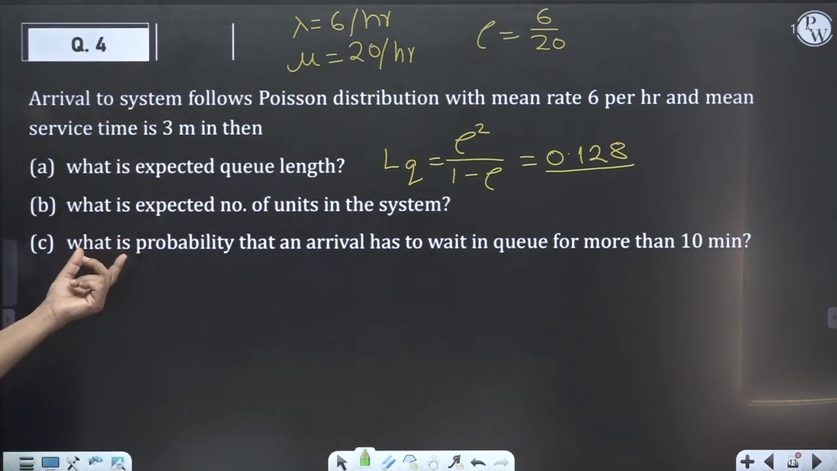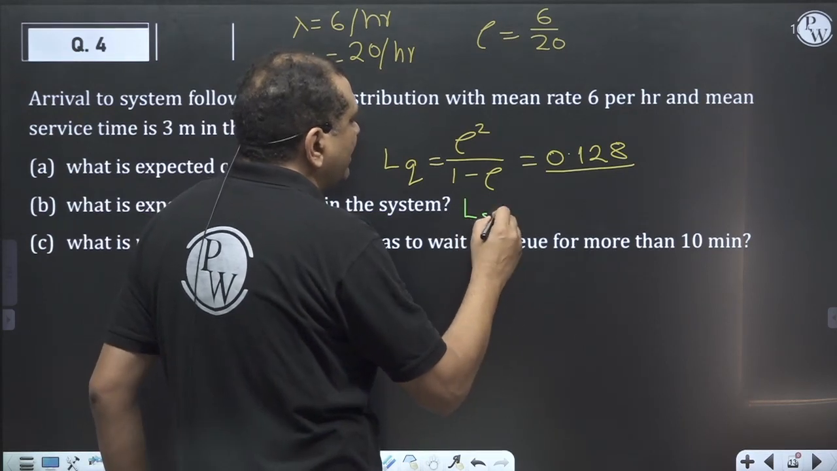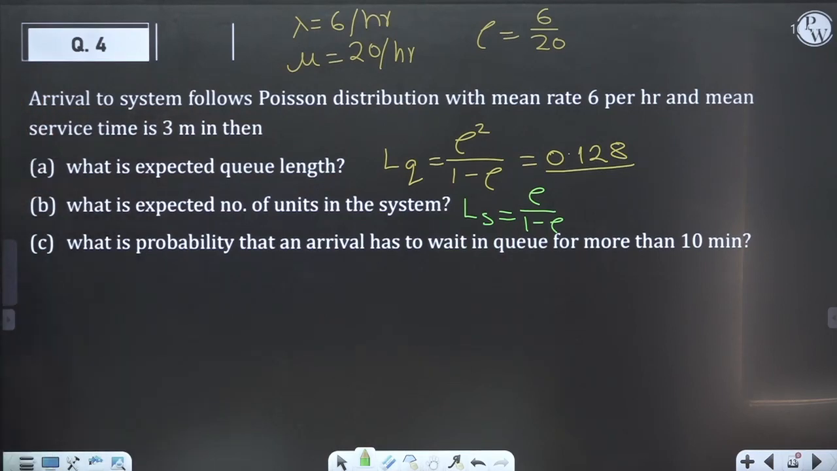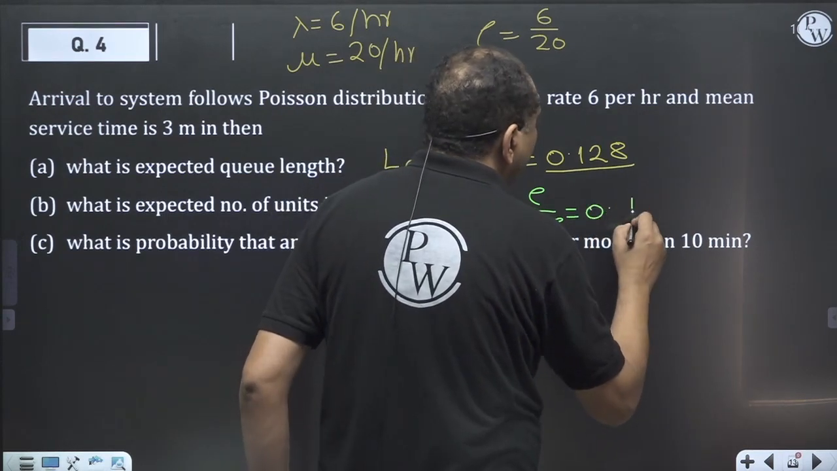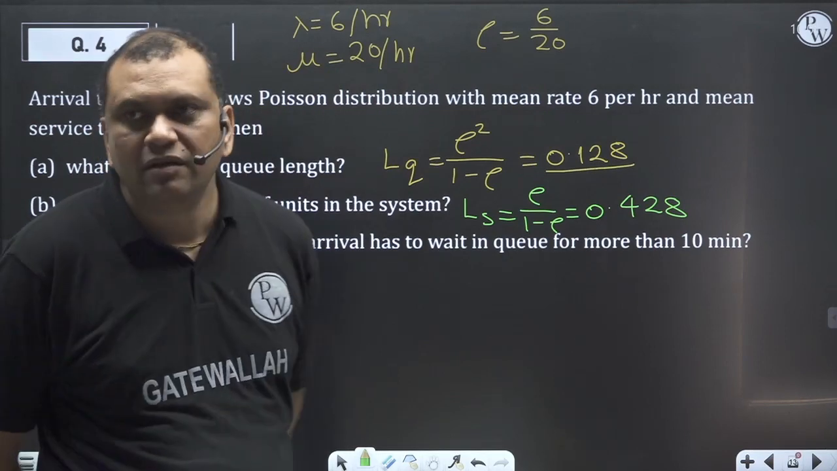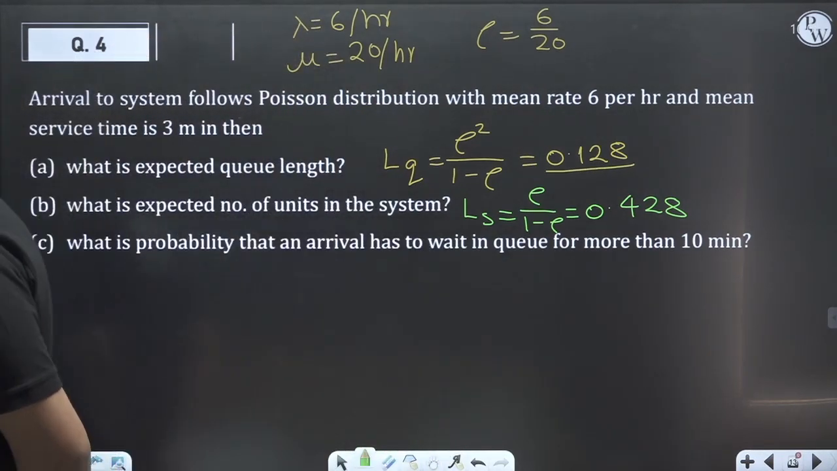What is the expected number of units in the system? The question is asking about LS. It is rho divided by 1 minus rho. The answer is 0.428.